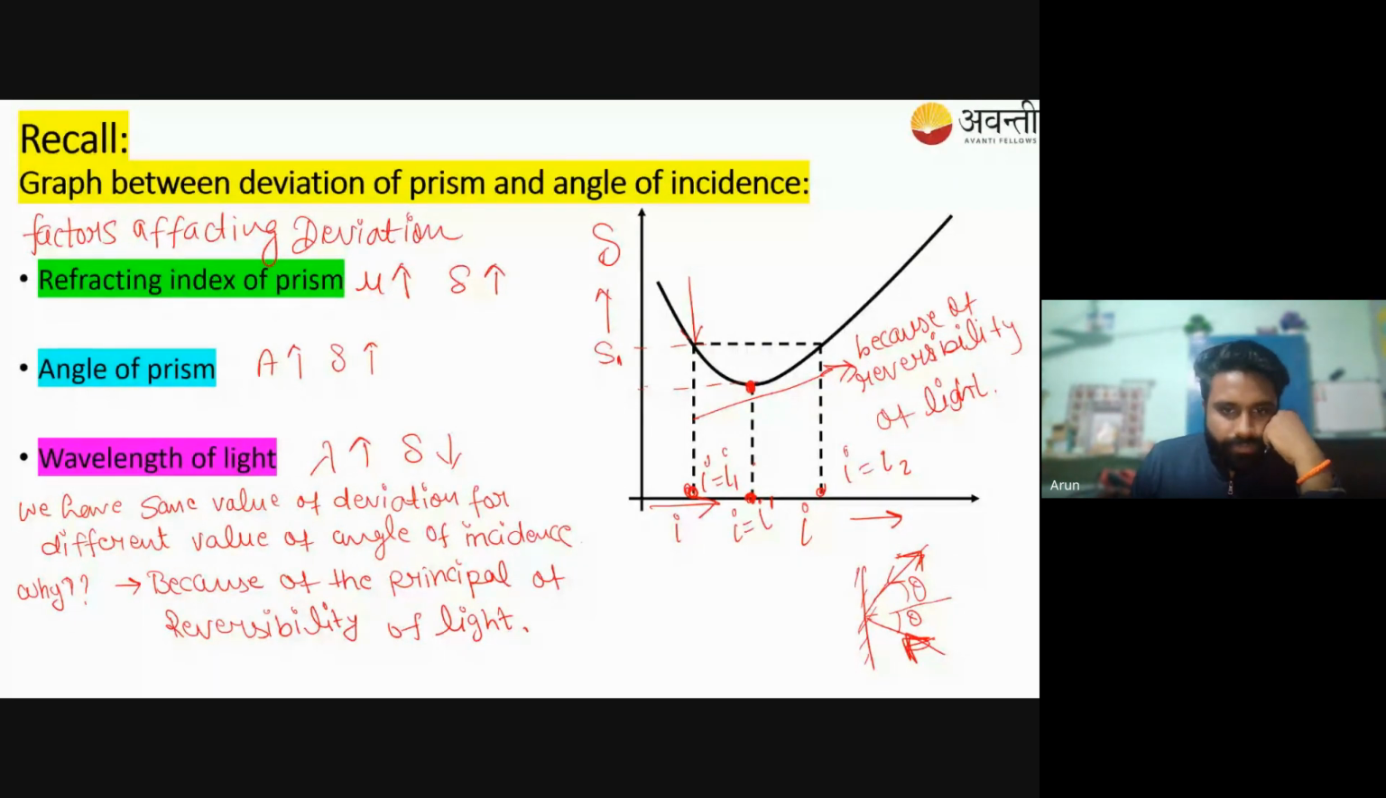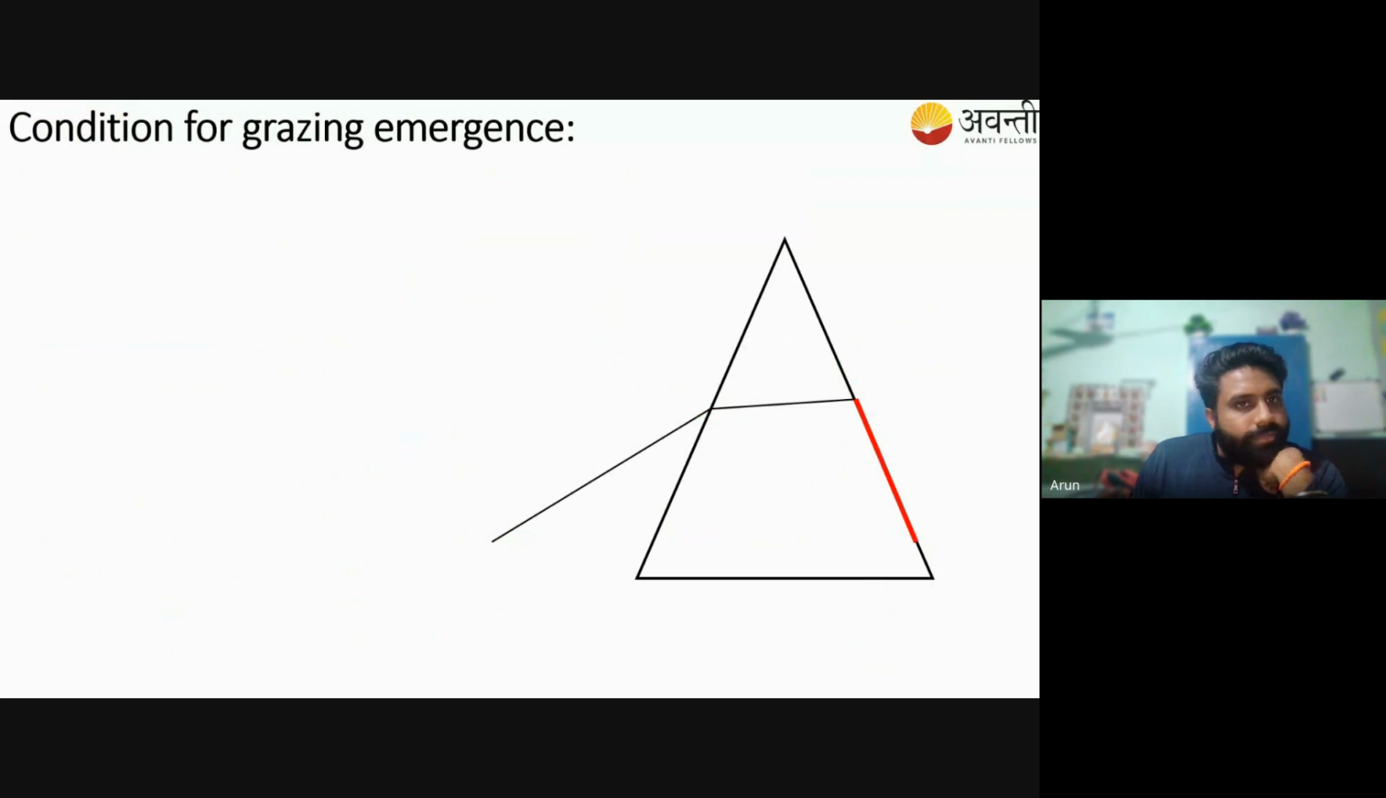Okay, today this is our topic of discussion. First of all, we will deal with the condition for grazing emergence. What is grazing? Firstly, we will deal with this term, grazing. What is grazing?